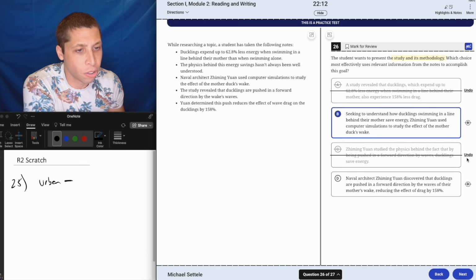Yeah, but what's the methodology? Naval architect, whatever, discovered that ducklings are pushed in a direction by the waves of their mother's wake. Yeah, but how did she discover it? The methodology is the thing. So we need the computer simulation.